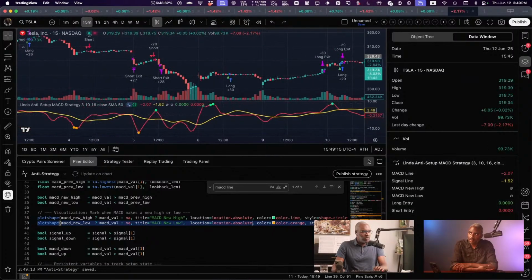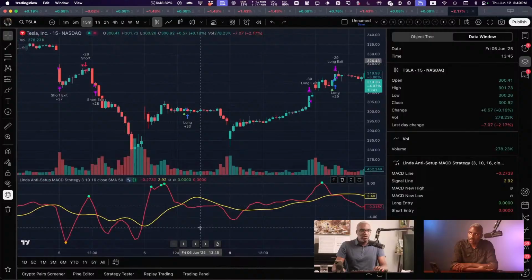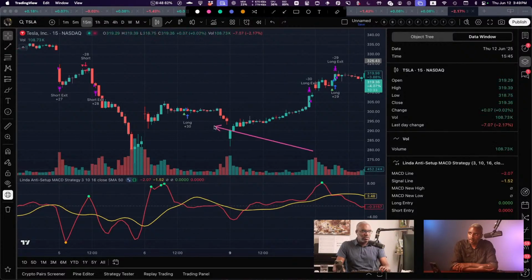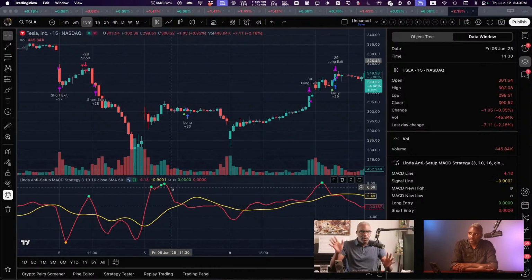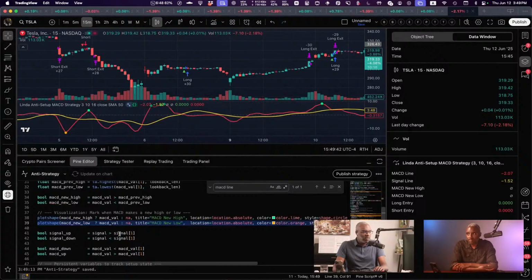There we go. So now location absolute means that if I use above or below the bar, above and below bar is always considering the main chart. It's never looking at whatever indicator you're dealing with, no matter what you're writing. But if you do location absolute, then it's going to take the value that we put in the first parameter for the plot shape.